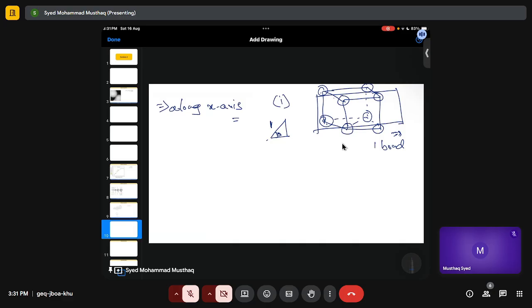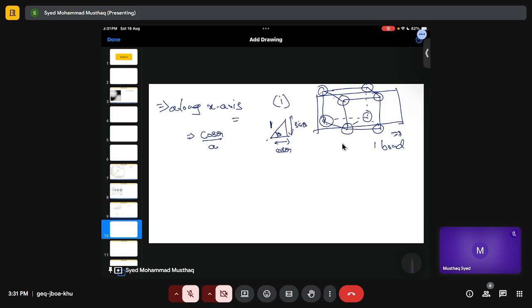If this is 1, then what is this guy? And what is the length of this guy? This length will be sine theta, because the length is 1. It doesn't change anything. And this length becomes cos theta. So along the x-axis, the number of bonds being broken will be cos theta by A.